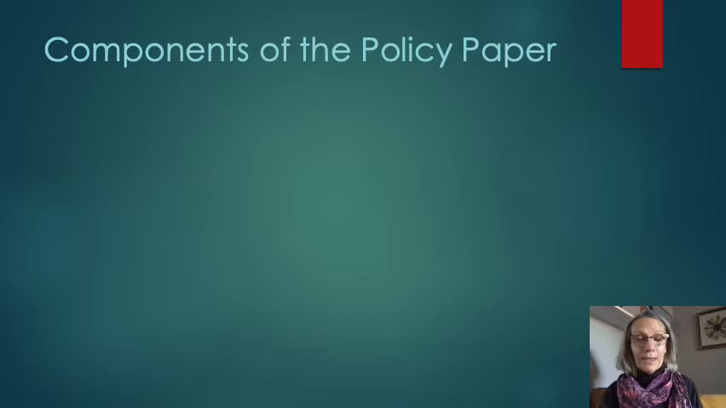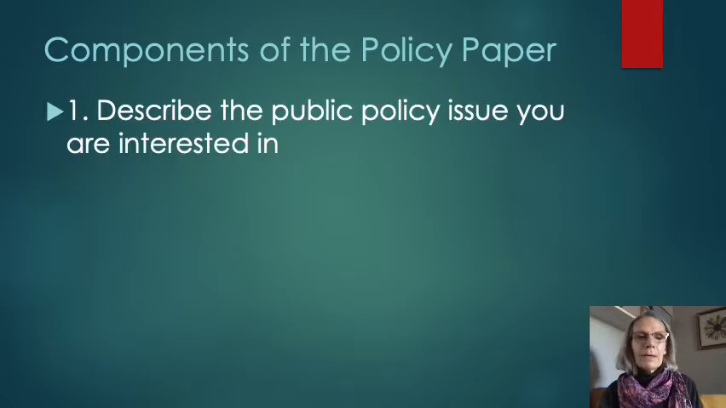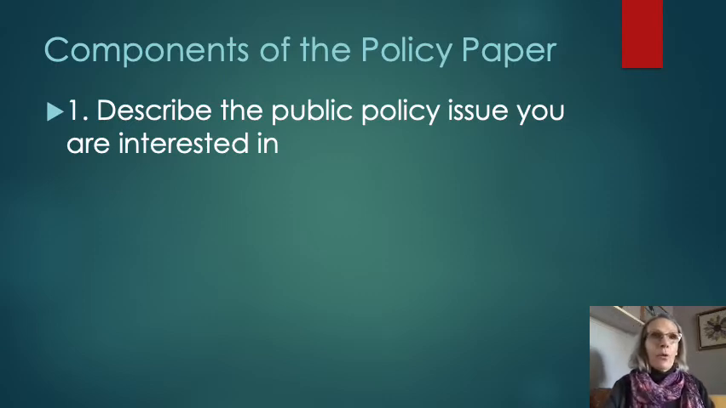So there are different components of the policy paper, and this is just a quick overview. This is all on Canvas. But the first thing that you do is you describe the public policy issue that you're interested in, okay? And so, as you're preparing for this paper, you're going to want to think, like, what am I interested in researching? Am I interested in the wage gap? Am I interested in legalizing prostitution? Am I interested in abortion policy? Am I interested in paid family leave, etc.?